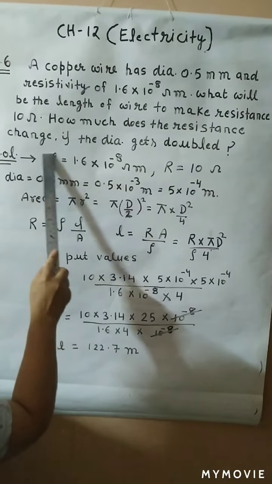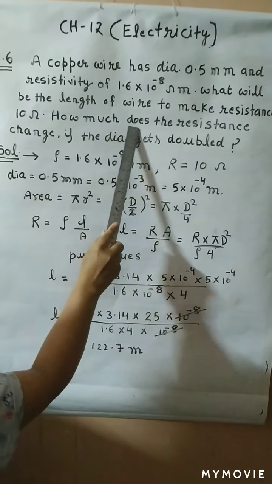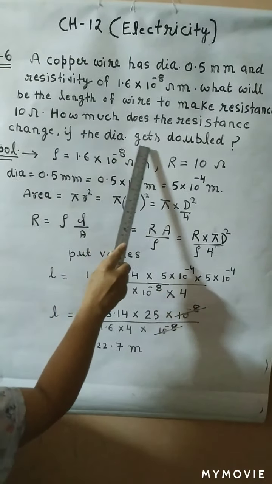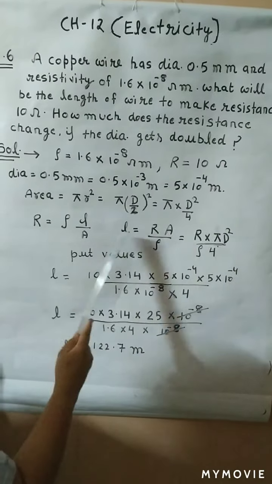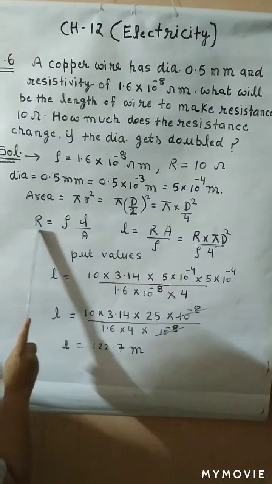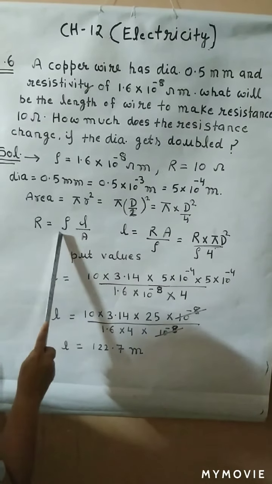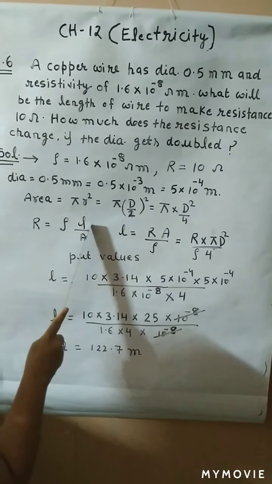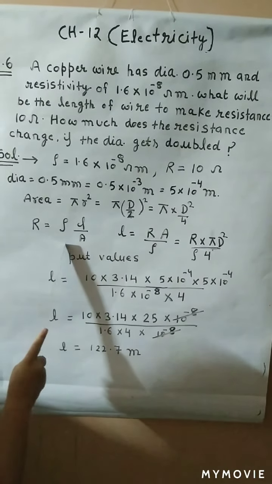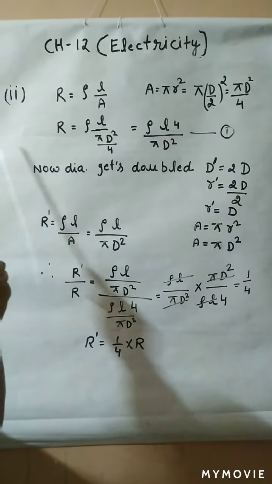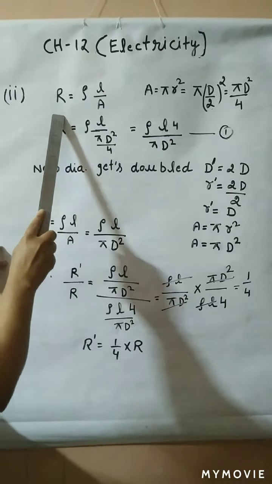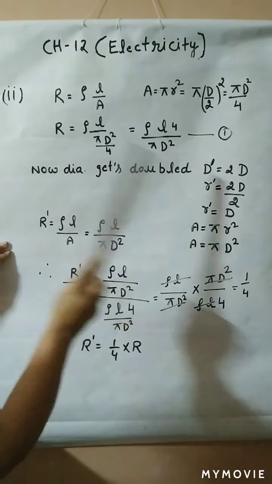So let's do now its second part: how much does the resistance change if the diameter gets doubled. Means the new diameter is 2D. So we will find out what is the change in this resistance. Material would remain the same, length of wire is the same, but what we will change? Diameter. Let's do that. Second part of question 6 only. First we have calculated length. Now we have to calculate the resistance when diameter gets doubled.